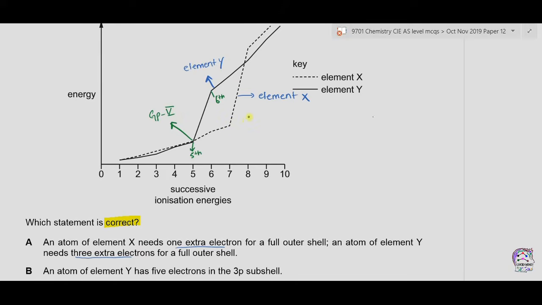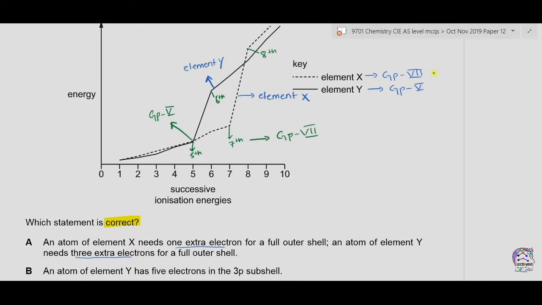Similarly, for the dotted line, we can see that in element X, the jump is from the 7th ionization energy to the 8th ionization energy. So it means that the shell is changed when we move from the 7th electron to the 8th electron. Therefore there are 7 electrons in the outer shell, so it could be from group 7 of the periodic table. So element Y is from group 5, and element X is from group 7 in the periodic table.